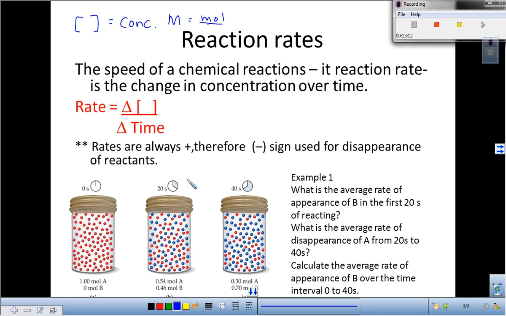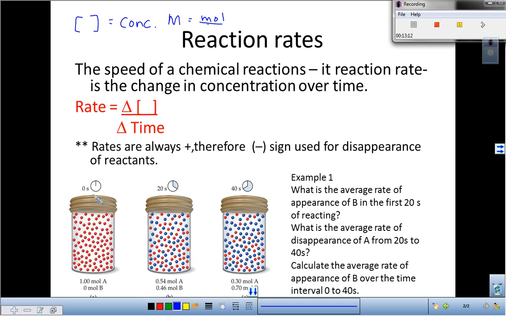Because reactants are being used and products are being formed. So what's going to happen to the concentration of a reactant? It's going to decrease because we're using it. And what's going to happen to the concentration of a product? It's going to increase. So aren't they opposite of each other? Reactants disappear, products are made. All right, here's just a little diagram to show you what's going on.